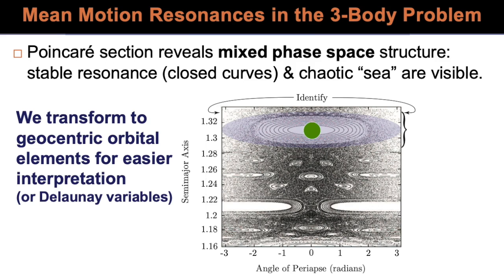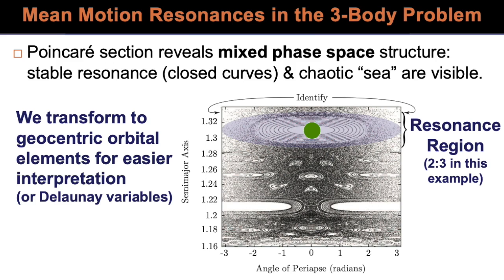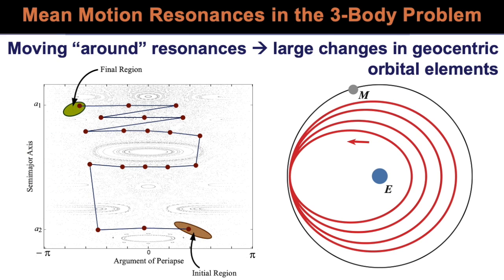So if this is a resonance. In fact, this is the 2-3 exterior resonance. So that dot there corresponds to a periodic orbit that's stable. Not shown, there's an unstable periodic orbit, but this region around here, we can call this the resonance region. So it's the 2-3 exterior resonance in this example.